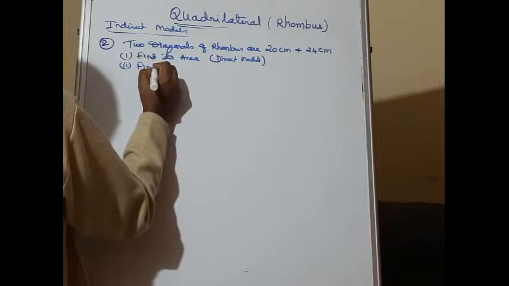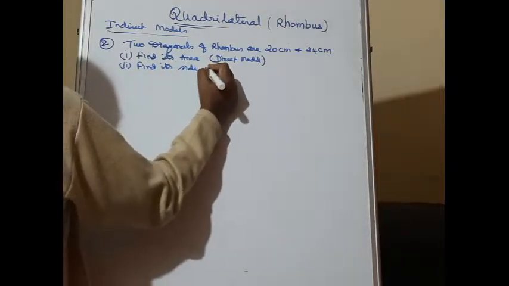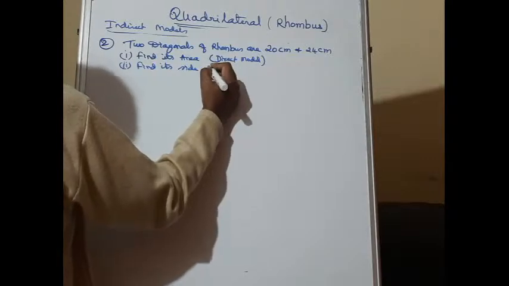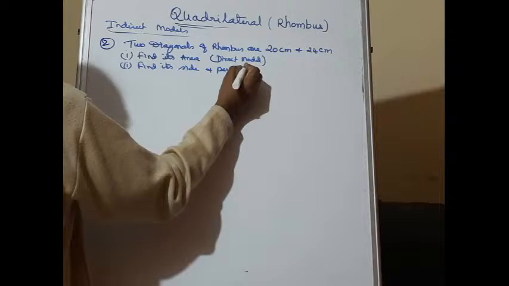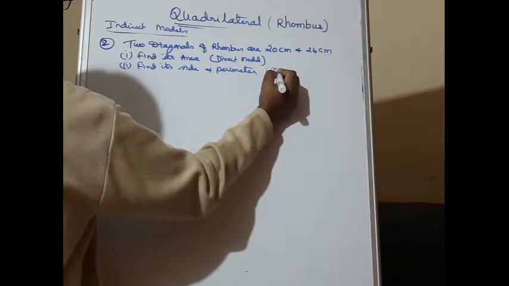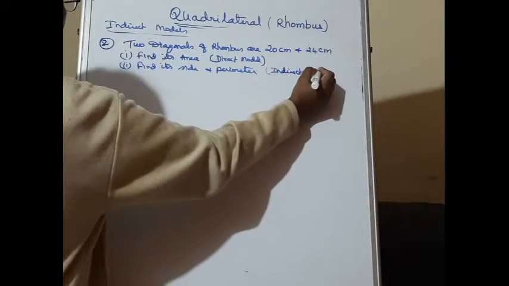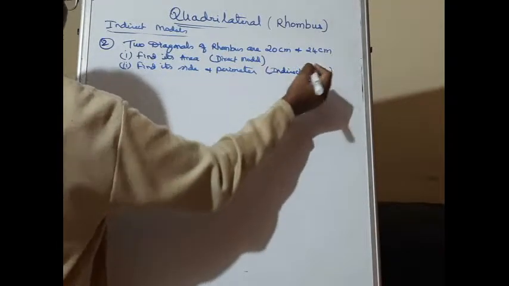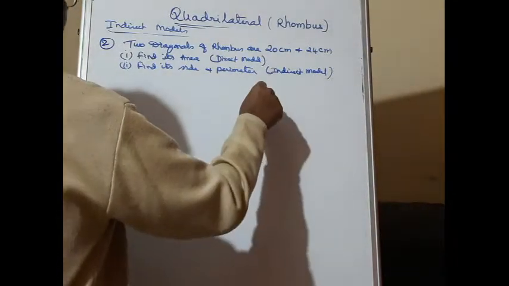First question is a direct model, just 1 mark. Find its side and perimeter: in bracket you put indirect model. One is a direct model and one is an indirect model. Now we draw a rhombus, please. Slightly bigger one.